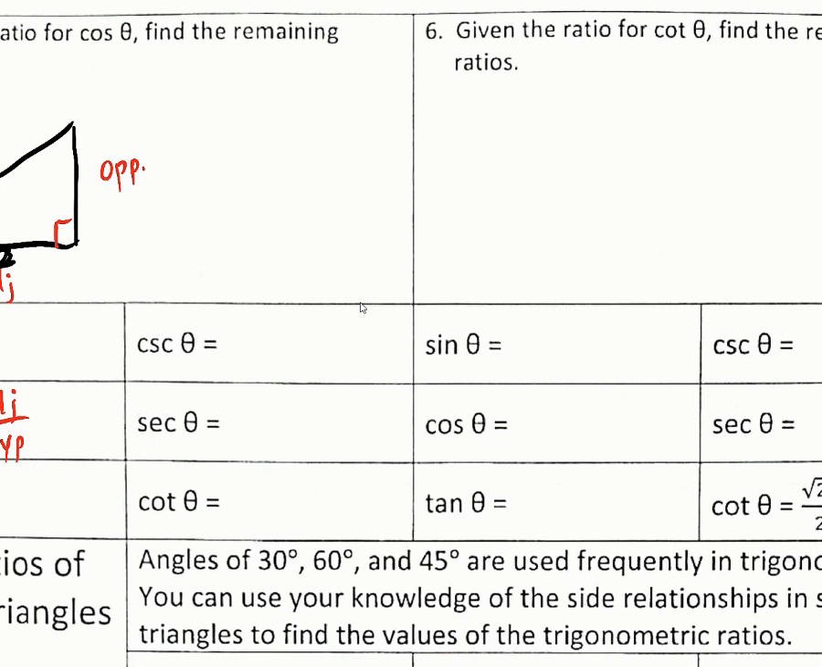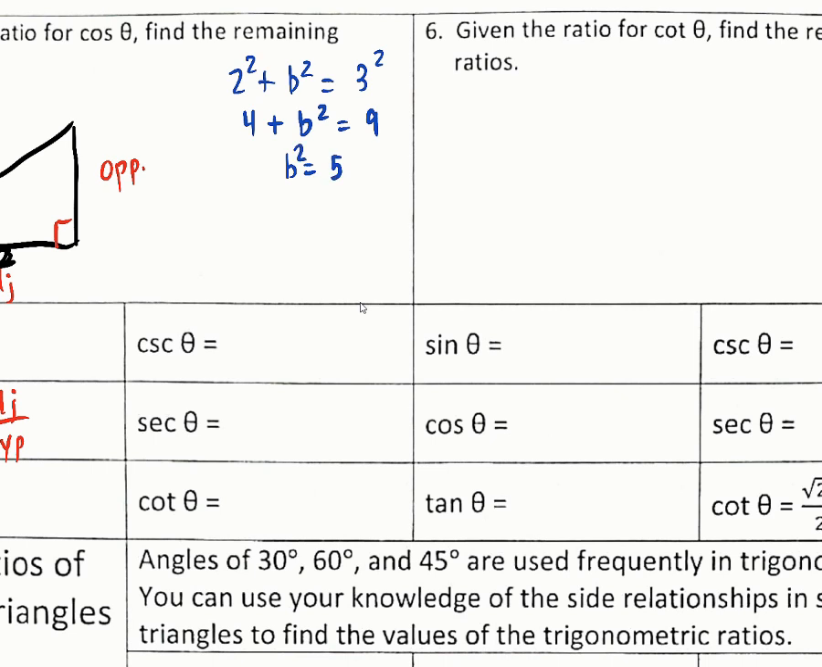Pythagorean theorem, right? A squared, and you can put 2 there if you want, plus b squared, we don't know, that's the opposite leg, equals c squared, that's 3. Again, 2 squared is 4, so we have 4 plus b squared equals 9, 3 squared. Don't I subtract 4? What's 9 minus 4? So b squared equals 5.